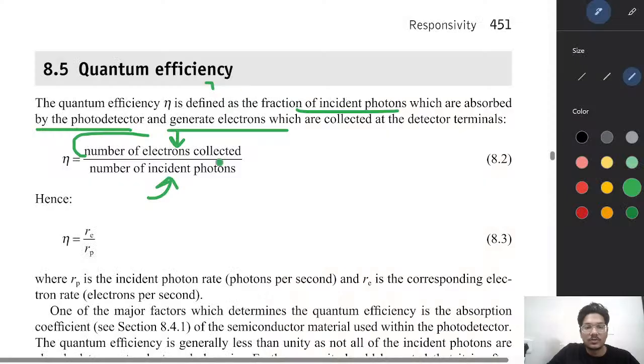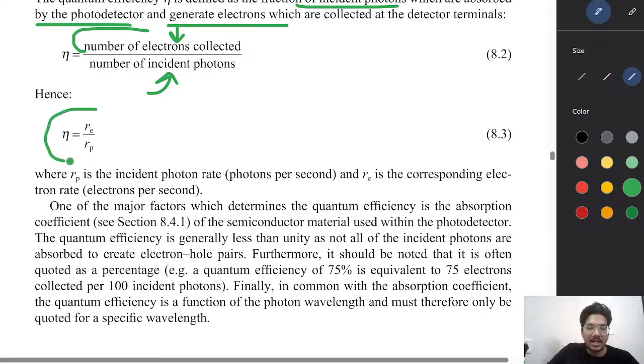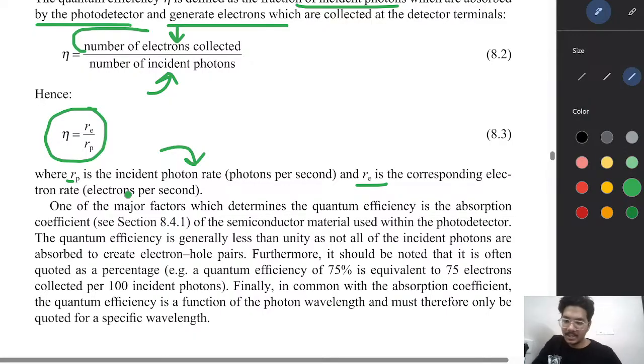So eta is defined as RE by RP. RP is the incident photon rate, and RE is the electron rate collected at the terminal, in electrons per second.